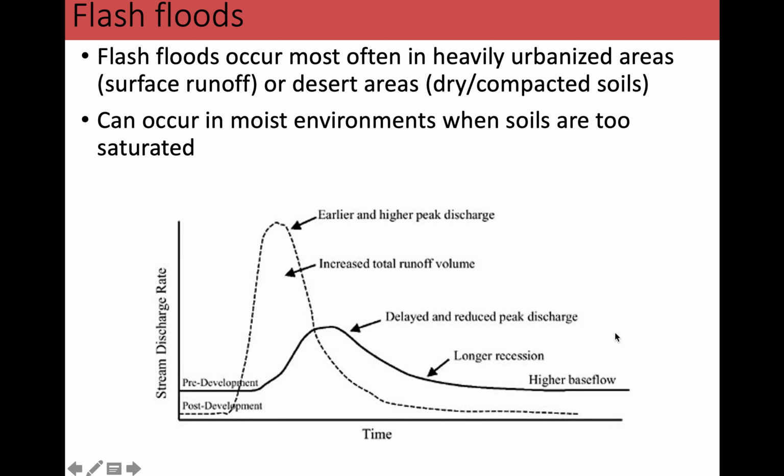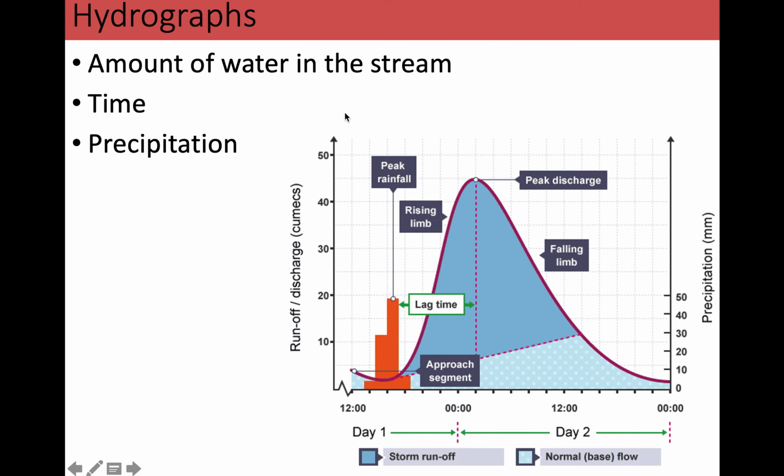So let me go to the next slide. Yeah, so let's talk about hydrographs. Now that we know the types of flooding events, we can talk about actually measuring and predicting floods. So we use hydrographs, which show the amount of water in the stream, the time, and the precipitation generally. And hydrographs are for one location. So you might have multiple hydrographs down your stream. You can make a hydrograph at the top of your stream, in the middle of your stream, at the bottom of your stream, and they'll look a little different, but they'll all have the same components.